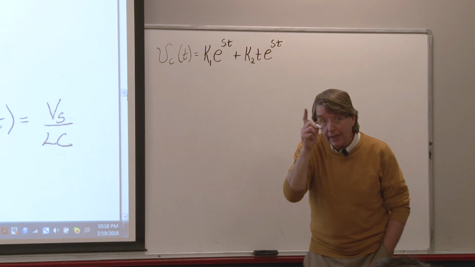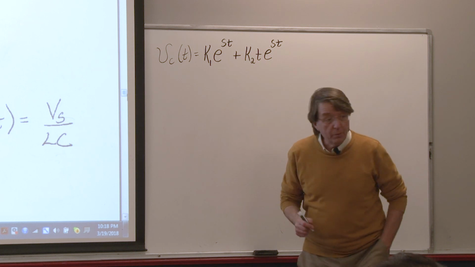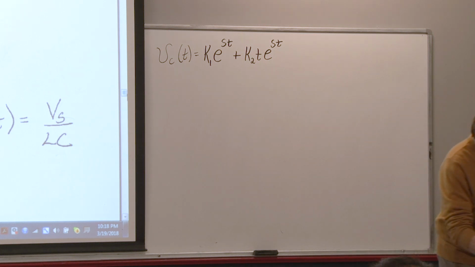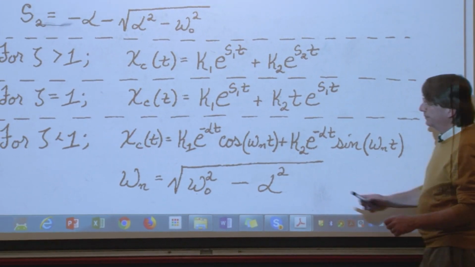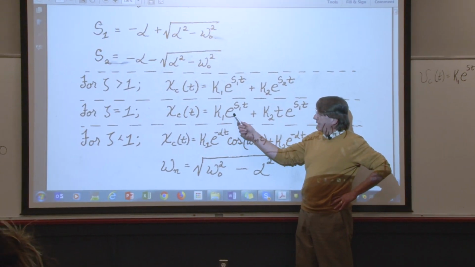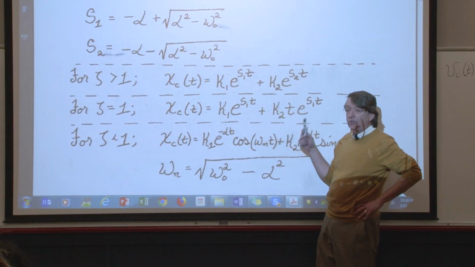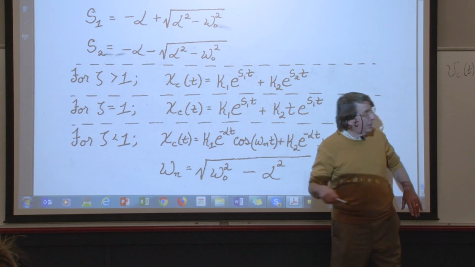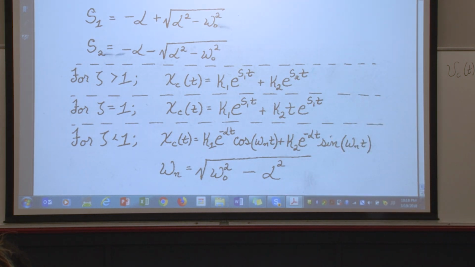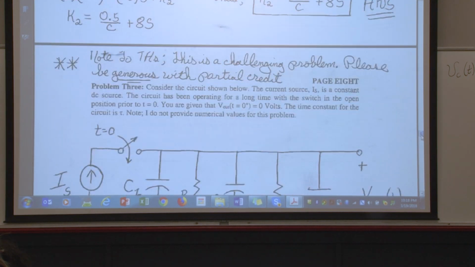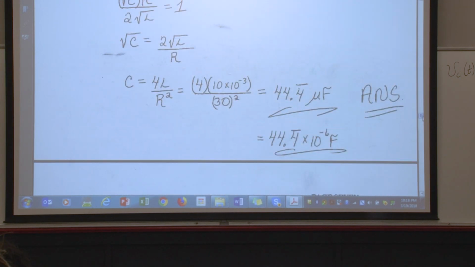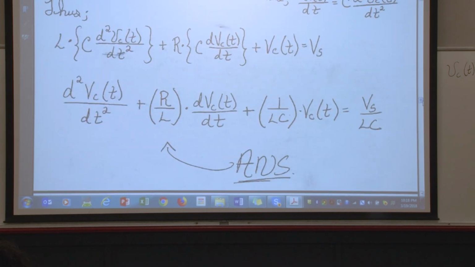Now, you might say, wait a minute, how do we know that? If you go to the formula sheet that I have at the end of this exam, for zeta equal 1, it's K1 e to the S1t plus K2 t e to the S1t. So now that becomes the homogeneous solution. Now, this we did cover today. Does anyone remember what the particular solution is here? How do I get the particular solution?